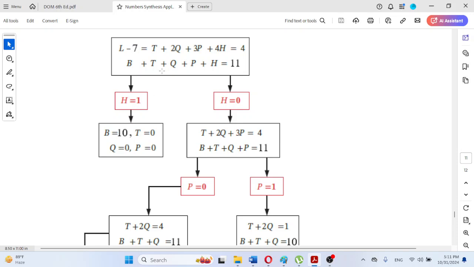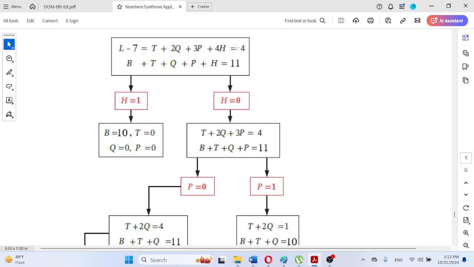So this lower equation will give that hexagonal will be 1, so 11 minus 1 will be equal to 10, so binary link will be 10 and hexagonal link will be 1, and ternary, quaternary, pentagonal link will all be 0. So in this way first set has been obtained for hexagonal value 1. So the other value for the hexagonal link is 0, means there cannot be any hexagonal link in the linkage.